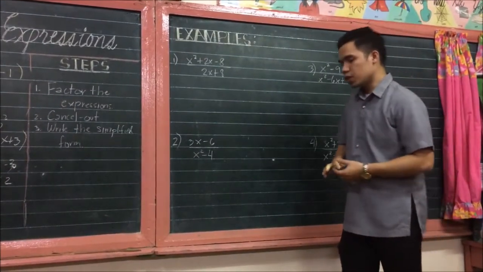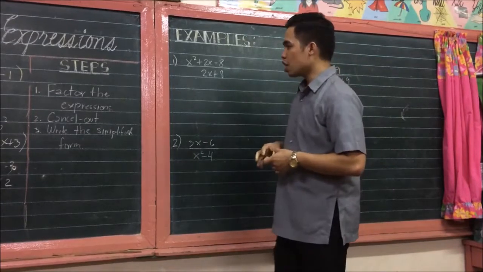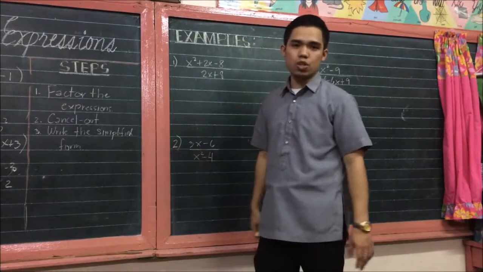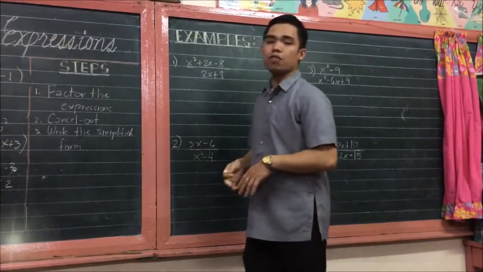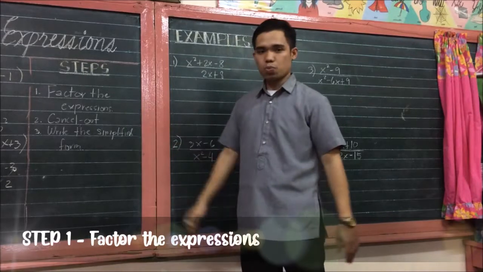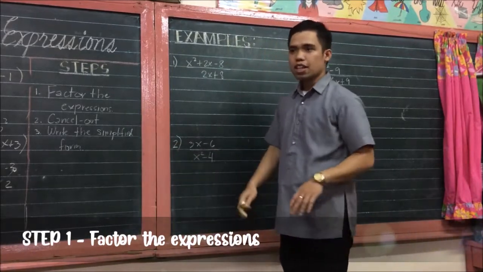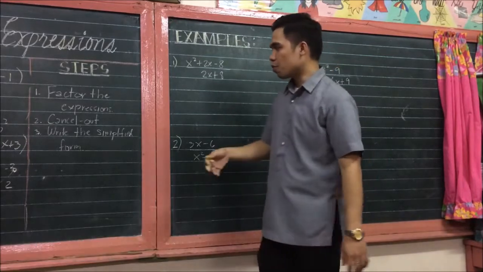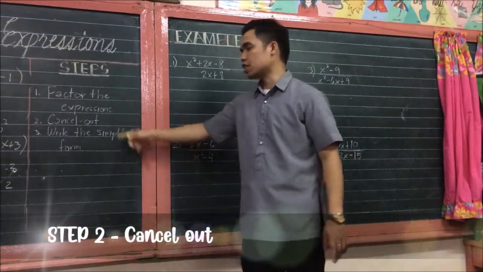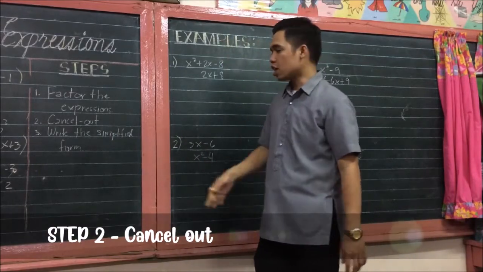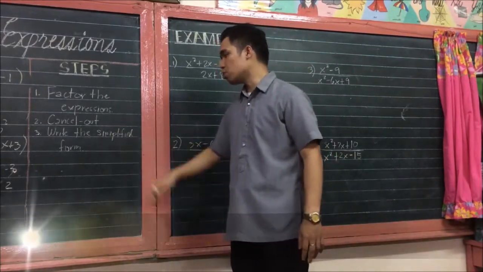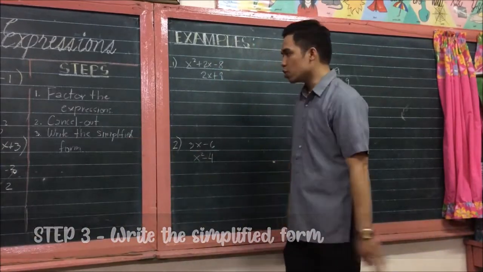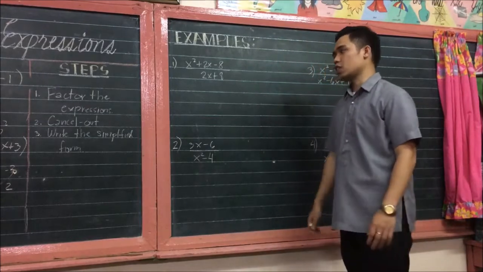So when you simplify rational expressions, we are going to do some simple steps. So first thing to do is to factor. If there is something to factor, you have to factor. So factor the expressions, both numerator and denominator, or sometimes it's only one of these two. And then after you factor, you cancel if there's something to cancel. And then after you cancel out, whatever is left will be part of the simplified form. So we write the simplified form. So we only do 3 steps when you simplify rational expressions.